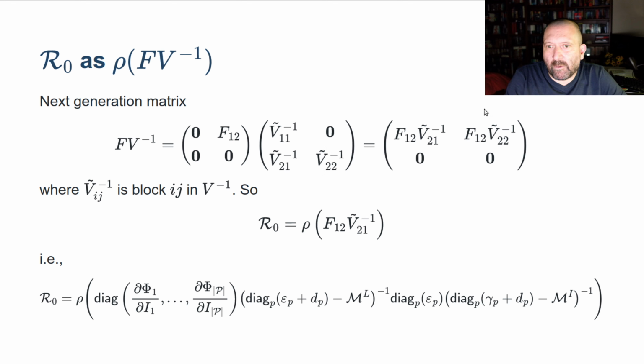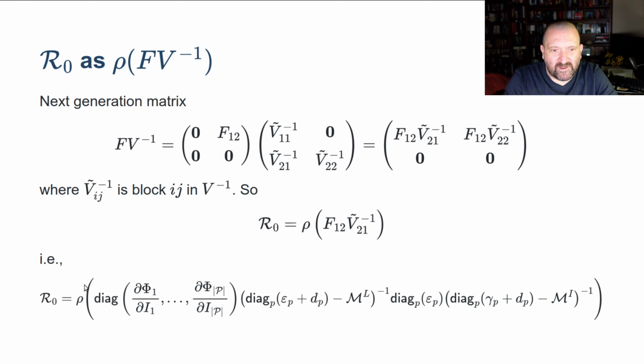But this is a block matrix. When I want its spectral radius, the eigenvalues of this block matrix are those of this and this. This is of course 0, so my spectral radius will be extracted from this block matrix here. Okay, so R0 I simply define as the spectral radius of this diagonal block here.